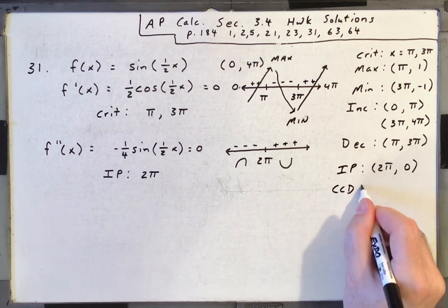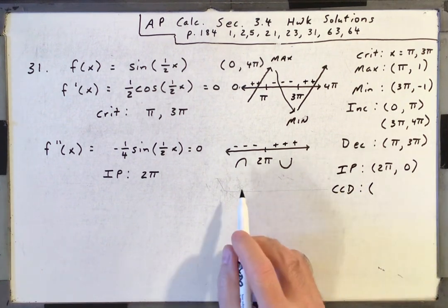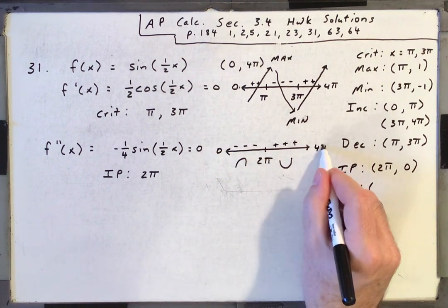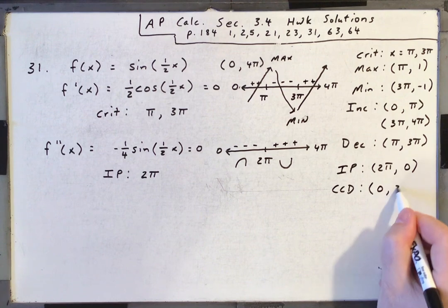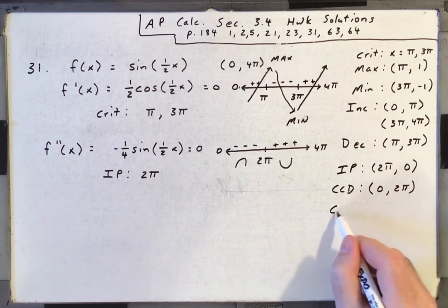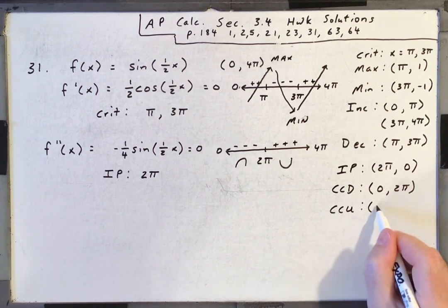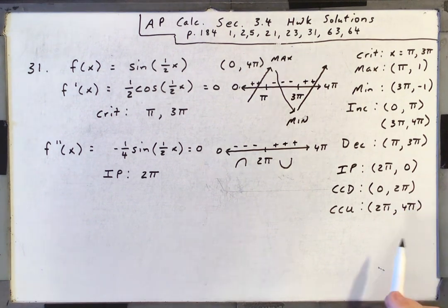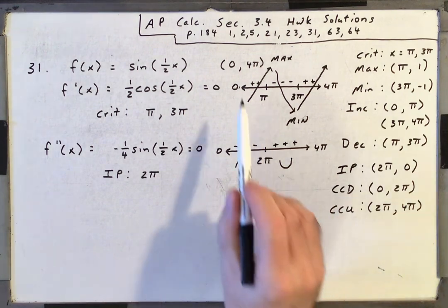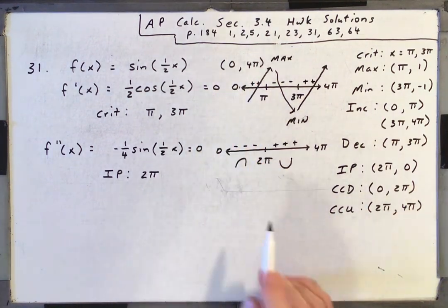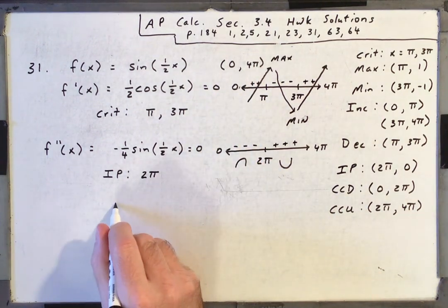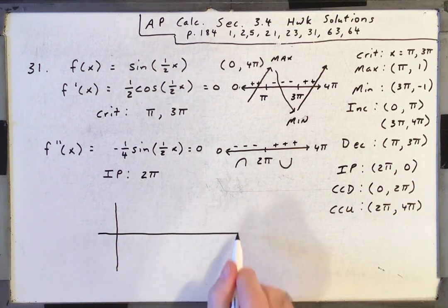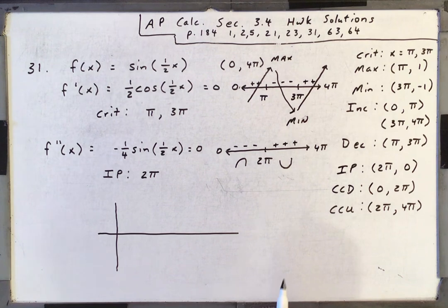We are concave down from, again, our endpoints, 0 to 2 pi. Concave up from 2 pi to 4 pi. So a little bit different. We don't have any infinities because they restricted our interval here, didn't they? Okay, so hope you remember drawing all these by hand in pre-cal. I'm going to tell you that's why I had you do it.